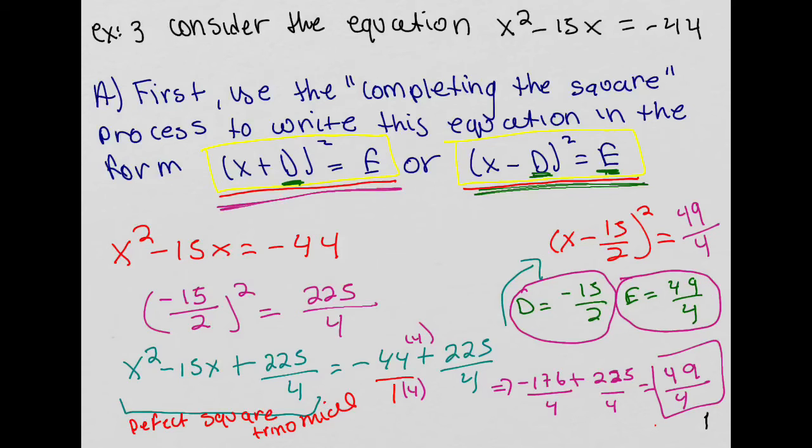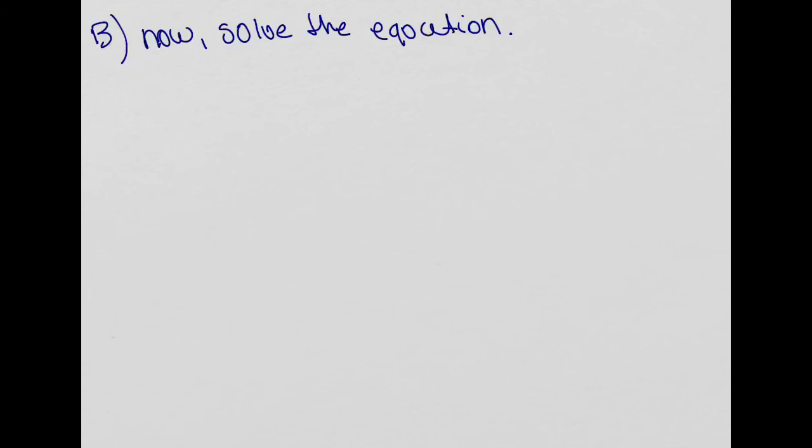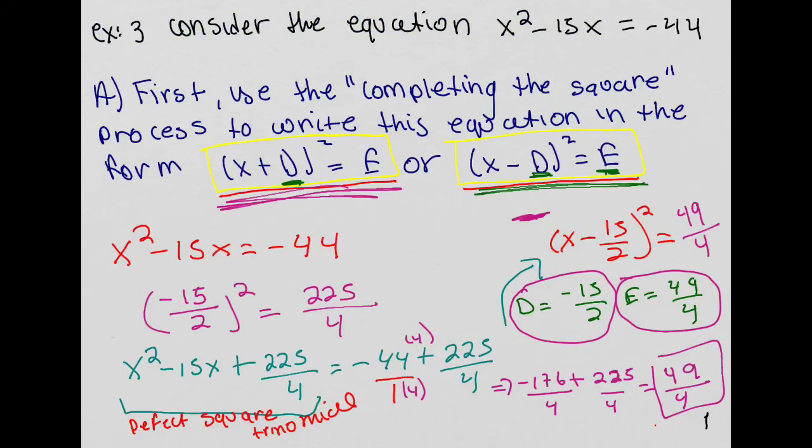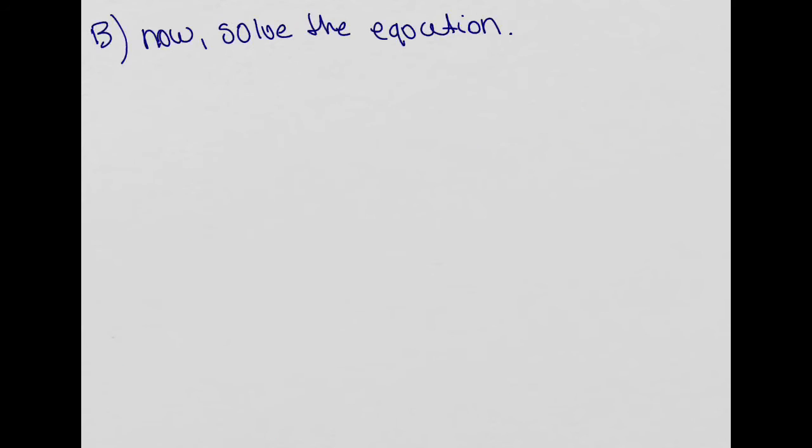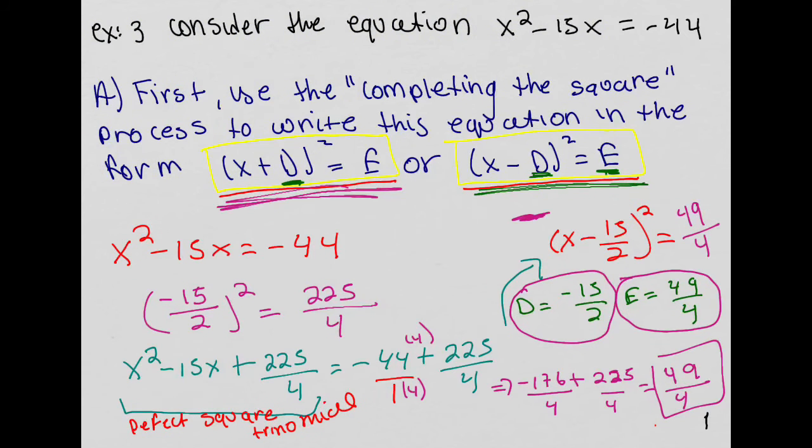Notice that after this step, when it's in this format, we're going to solve using the square root method. And that's what we're going to do in the next part. Now, part B says, now solve the equation. So what was the answer? Okay. So I have x minus 15 over 2 squared equals 49 over 2, right?